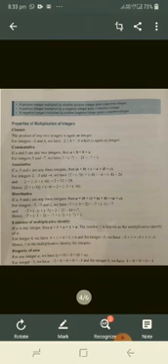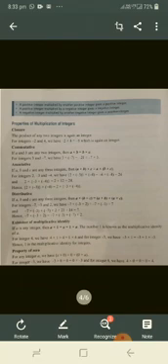Next, commutative property. If a and b are any two integers, then a into b equal to b into a. For example, 3 and minus 7 are two integers. 3 into minus 7 equal to minus 21. That equal to minus 7 into 3.